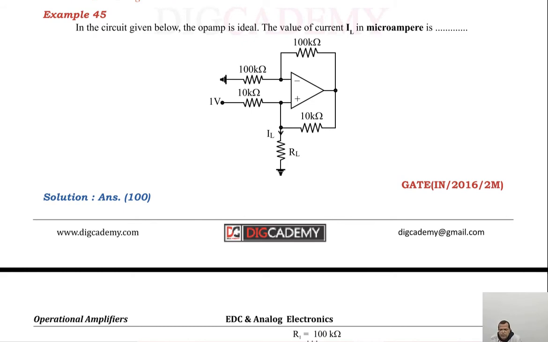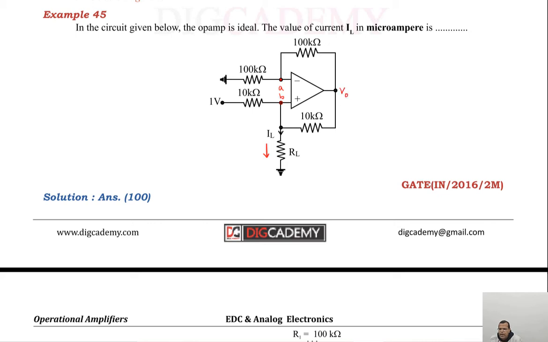Now, let us see the next example. In the circuit given below, the op amp is ideal, and you have to find the value of current IL in microamperes. Although I may be giving you the procedure for it, we will be writing the direct answer at a later stage. So, how to proceed here? Find the voltage at this inverting terminal, which will be the same as the voltage at this terminal. Say this is terminal A, this is terminal B, and this is voltage V naught.